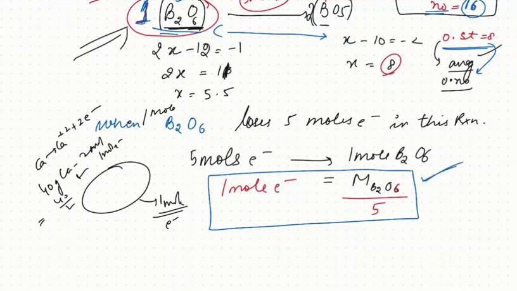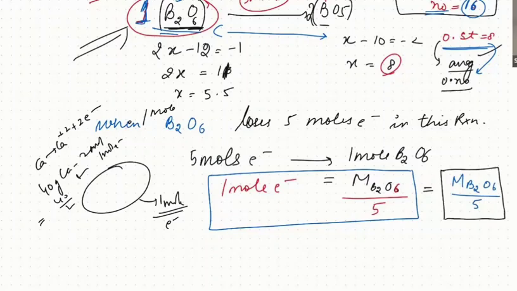So when we are talking about this particular part, you have to understand that this is going to be M B2O6 divided by 5. Is this concept clear? Understood. So this is the equivalent mass.